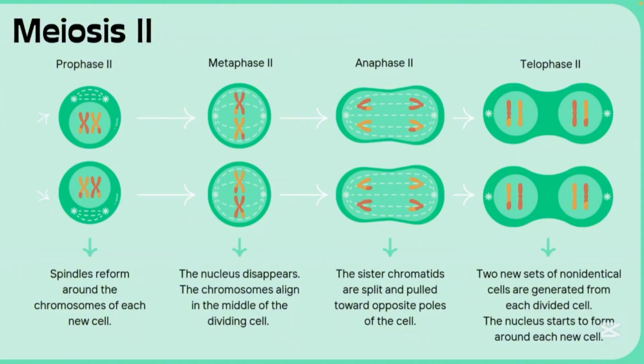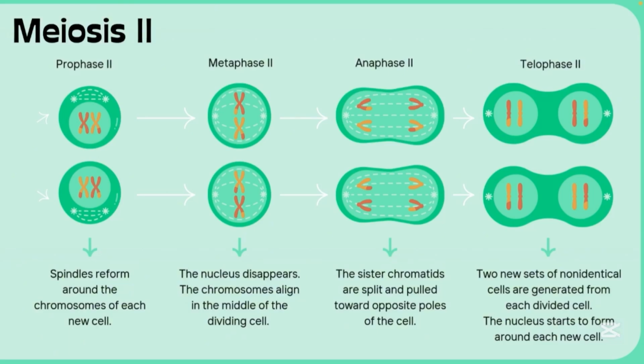In meiosis 1, the only difference is that crossing over takes place and independent assortment takes place, which does not happen in mitosis. But it only occurs in the process of meiosis in the first division, and not in the second.